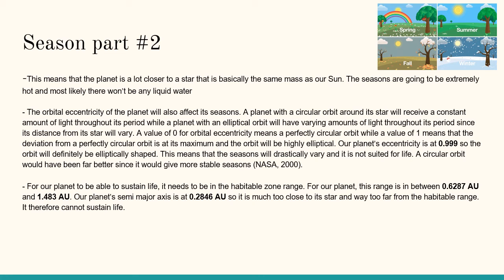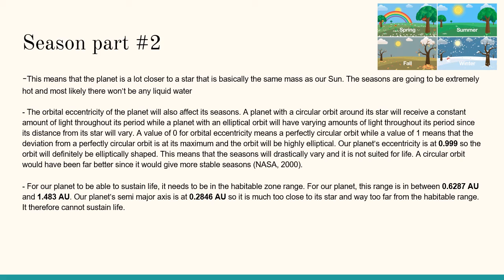Our planet's eccentricity is 0.999, so the orbit will definitely be elliptically shaped. This means that the seasons will drastically vary and it is not suited for life. A circular orbit would have been far better since it would have given us more stable seasons.